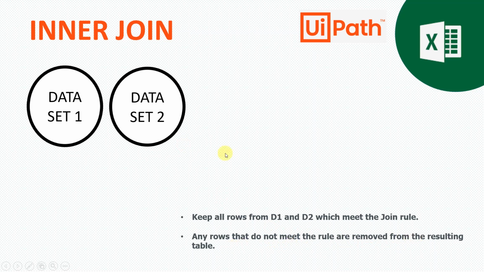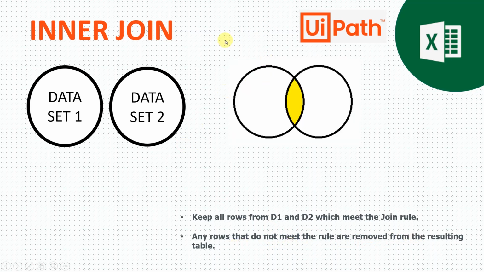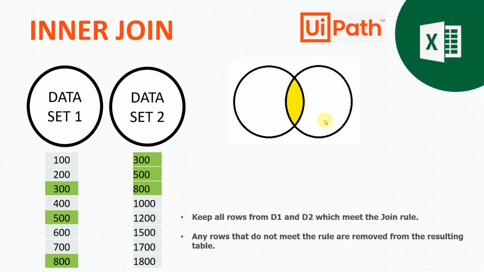So what does that mean? For example, if I talk in terms of the Venn diagram, if this is data set 1 and this is data set 2, when we apply inner join, only the elements which are common will be available in the final results. How does it look? If you remember, I have this data set. You will see only the 300, 500 and 800 are common in both the data sets. So when we apply inner join to this set of data, the final output will be something like this. We will have only 300, 500 and 800 because these are common. It is as simple as that.